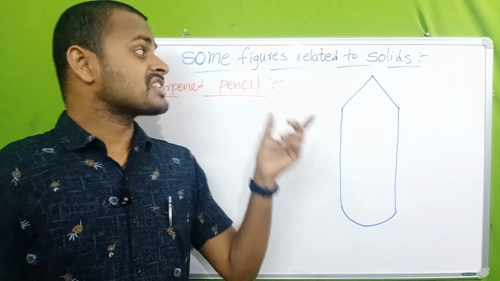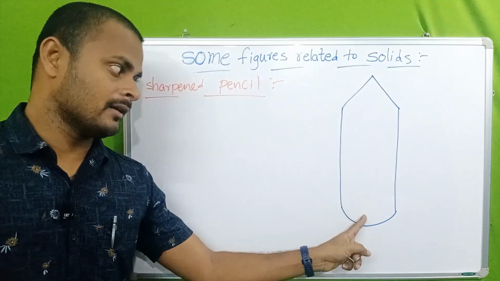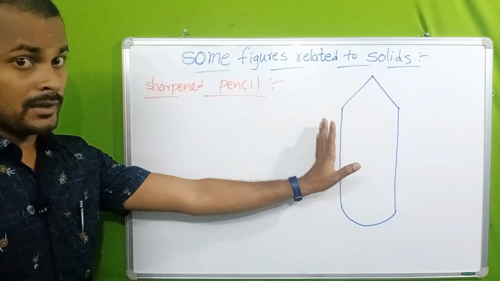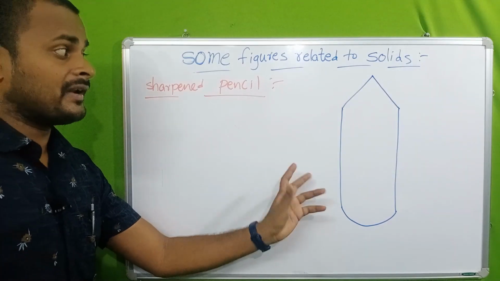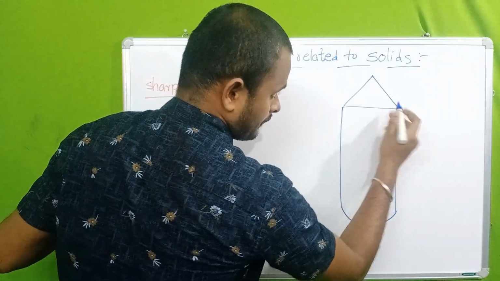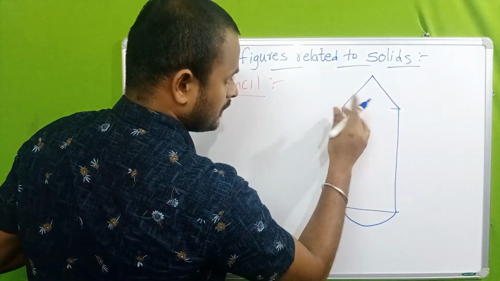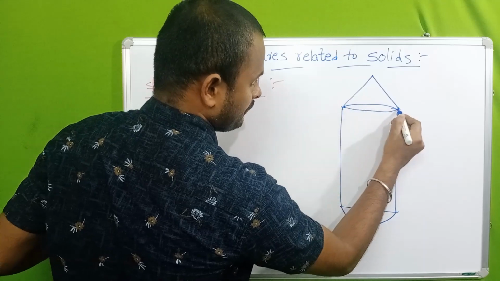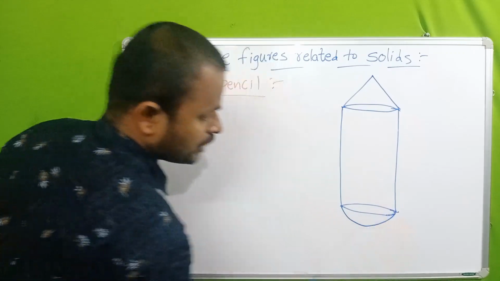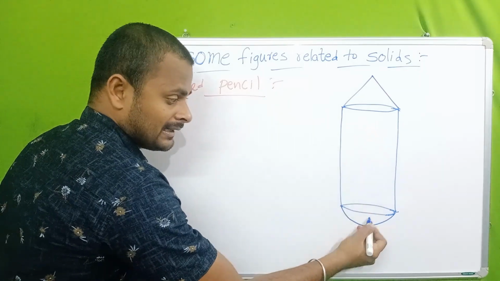The shape is a sharpened pencil. Just imagine what the shape of a sharpened pencil is, like here. Am I right or not? So here, by keen observation of this figure, how many different solids are included here? This is a cone. This is a cylinder. So by observing this figure, the sharpened pencil is the combination of three solids. What are those solids? One is a cone, another one is a cylinder, another one is a hemisphere.